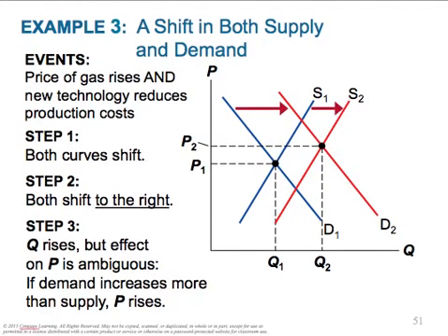A shift in both supply and demand curve. Now here's where things get a little convoluted. It's all right. Remain calm, no big deal. Let's say the prices of gas rises and new technology reduces production costs. This is going to cause both curves to shift. We're essentially combining our two examples we just went through. Both shift to the right.